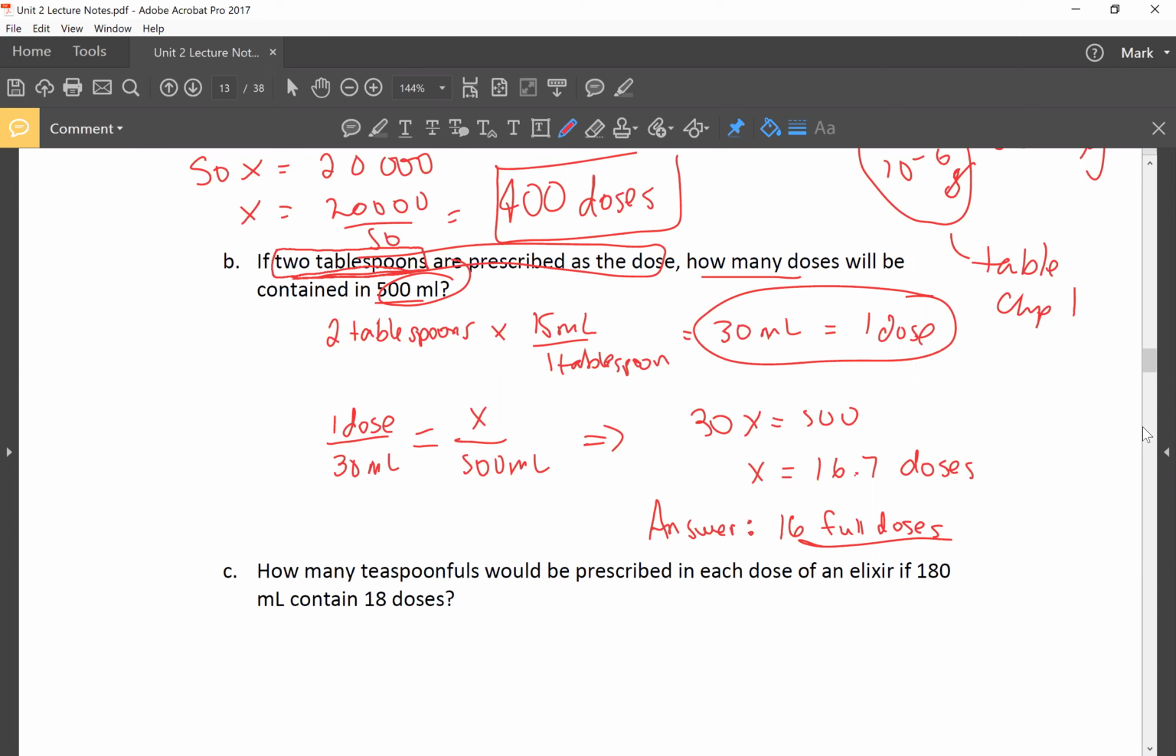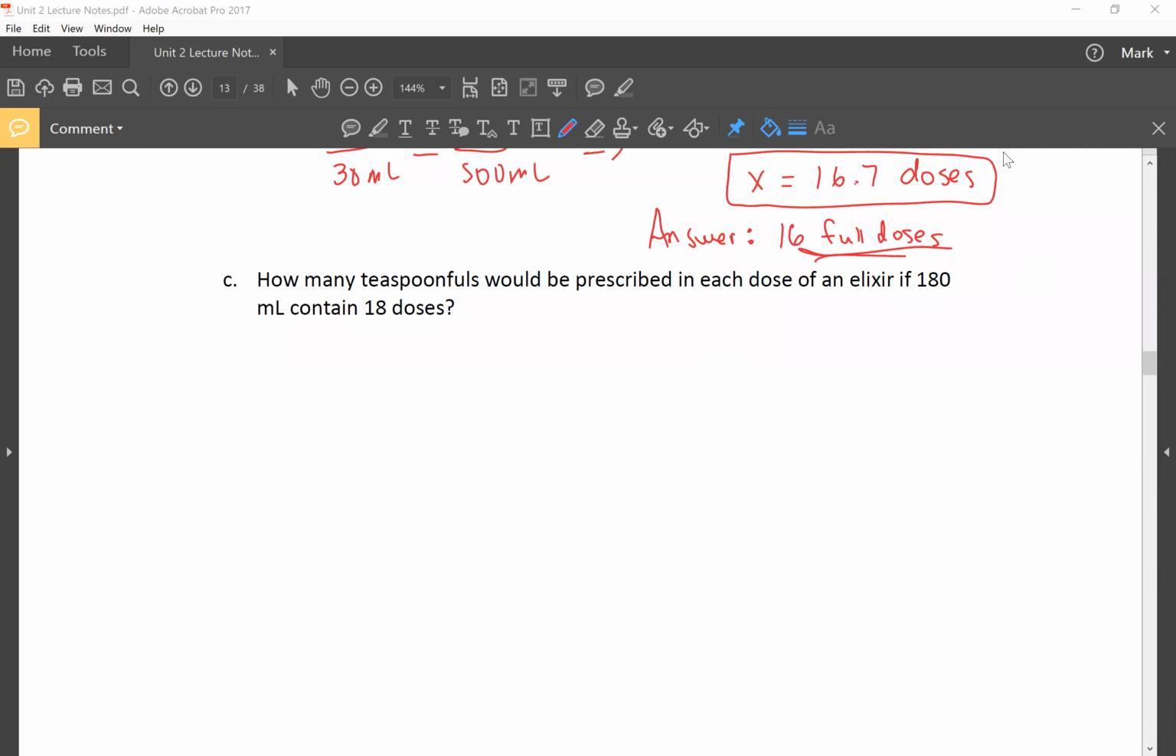To the people who round it up to 17, that's fine. In the math world, the answer is 17, obviously. But think about real life. After 16 doses, you only have 0.7 left. So realistically, you could get 16 full doses out of this. But guys, if you were doing this on a test, 16.7 is fine. You could round it to 17. You could round it to whatever. I'm not going to be too picky here. All right, cool. So let's look at C.